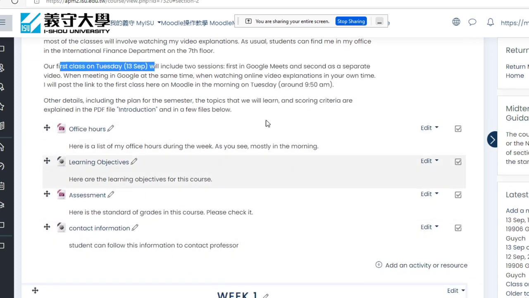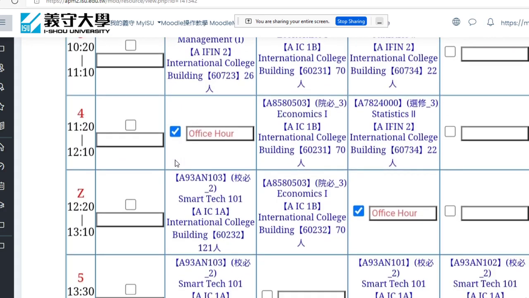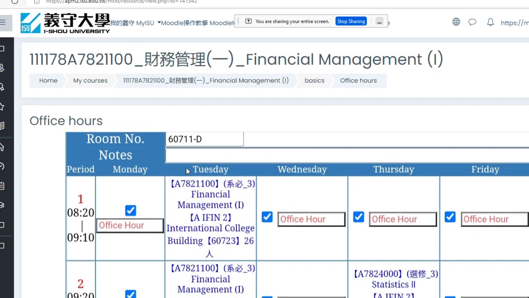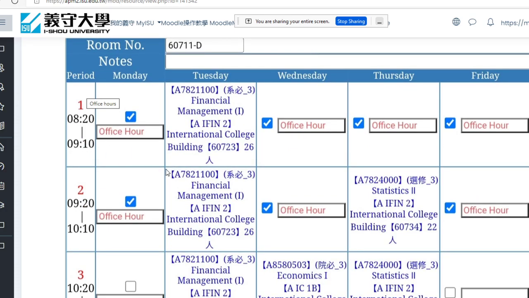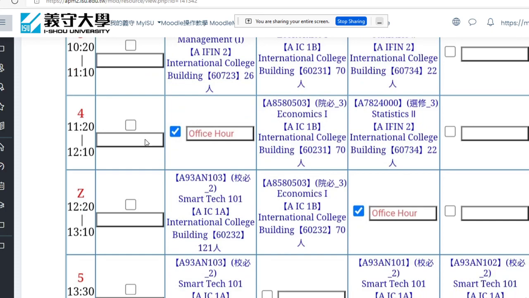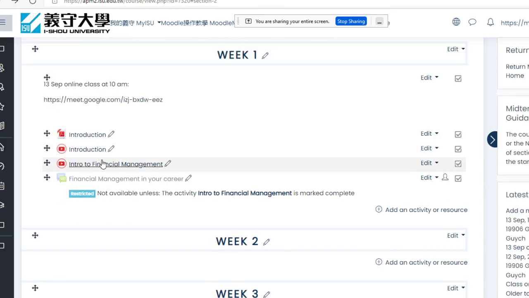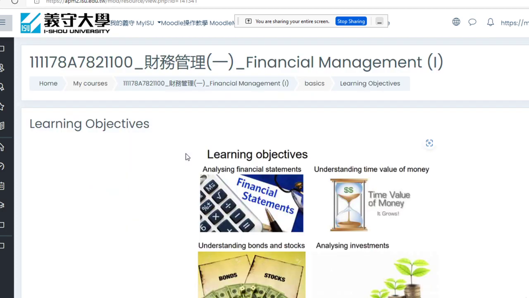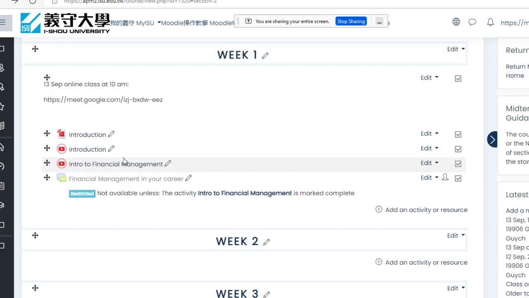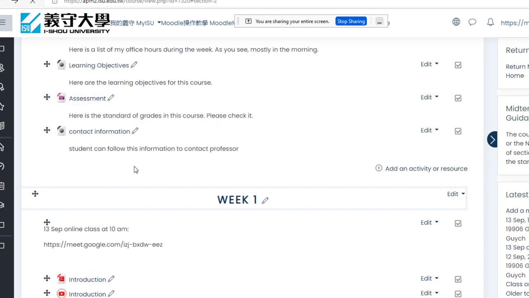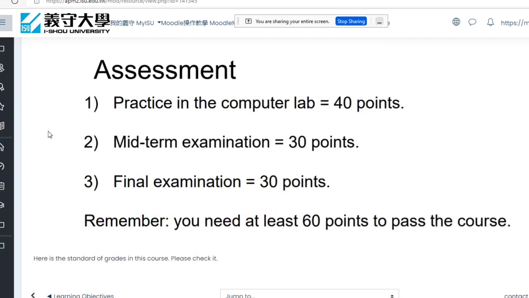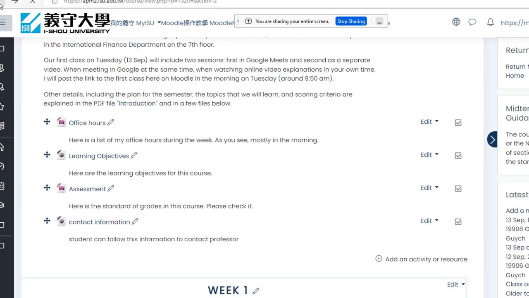Okay, so near the top of this Moodle, you have some basics over here, like my office hours. This is where and when you can find me. But I'm in my office most of the time, most of the days. So even if it's not my office hour, you can still easily find me usually in my office. Then a little bit about the learning objectives, what we're generally going to learn during the semester, and assessment, that's how you're going to collect your points to pass the course. Of course, you'll have exams, midterm exam, final exam, and tests.